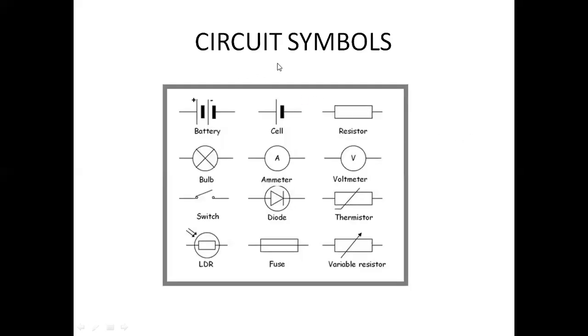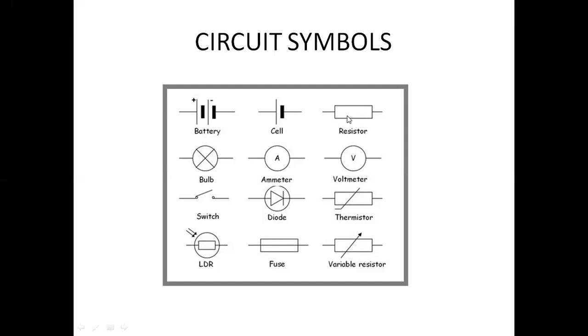First, we will study some symbols. The first symbol is the battery. A battery is a collection of cells. This is a single cell; two or more cells joined form a battery. The shorter, thicker line shows the negative terminal of the battery. The long line shows the positive terminal of the battery. So when we connect two batteries, we connect one positive to the other negative.